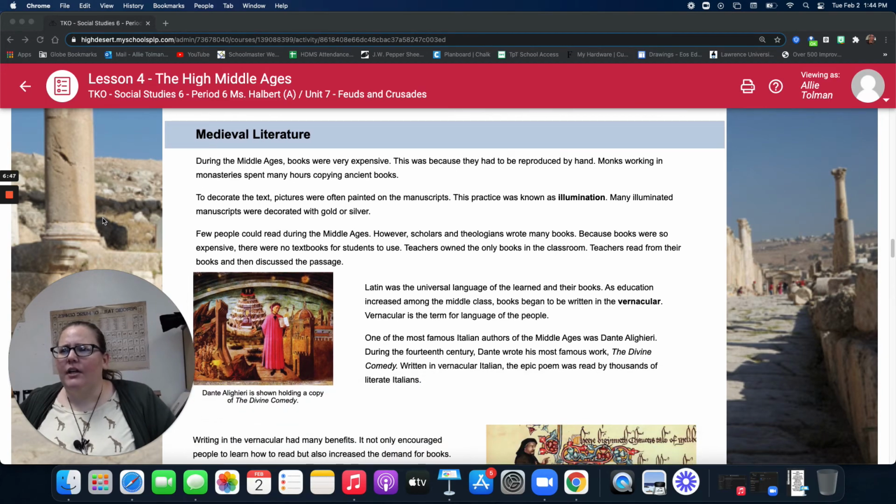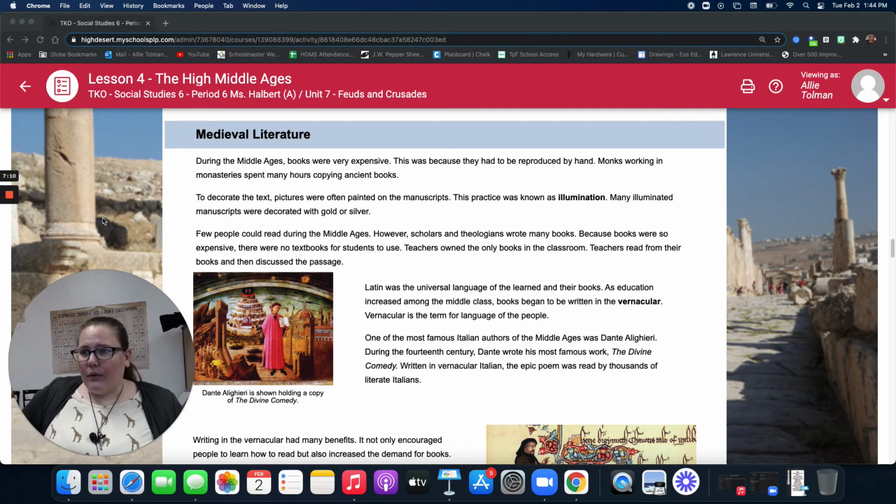Medieval literature. During the Middle Ages, books were very expensive. This was because they had to be reproduced by hand. Monks working in monasteries spent many hours copying ancient books. To decorate the text, pictures were often painted on the manuscripts. This practice was known as illumination. Many illuminated manuscripts were decorated with gold or silver.